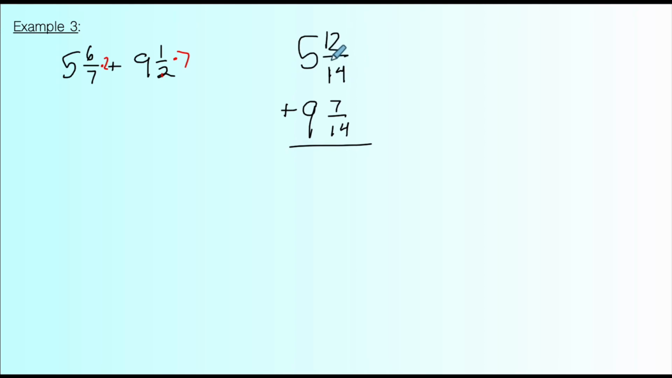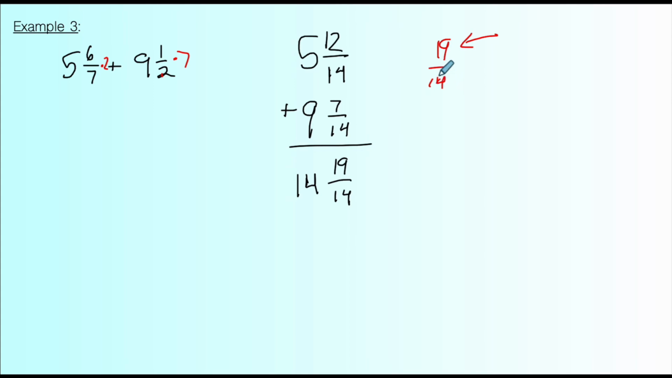So 12 plus 7 is 19. And 5 plus 9 is 14. So the whole number is 14. And the fraction, now let's look at this fraction real quick. 19/14. What type of fraction is that? This is an improper fraction. Improper because the top number, the numerator, is larger than the denominator, the number on the bottom. And we don't want that.